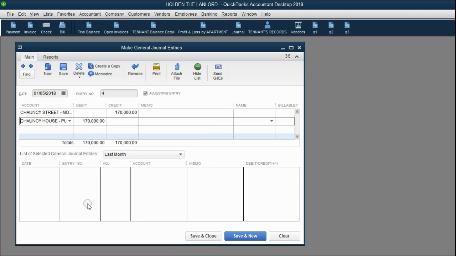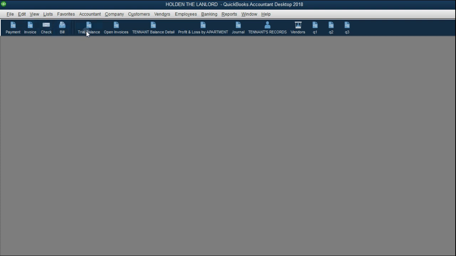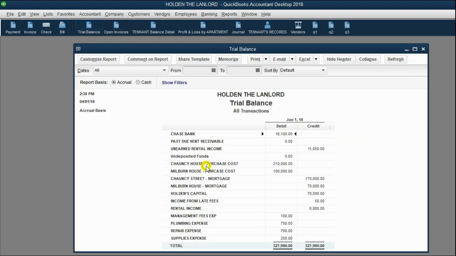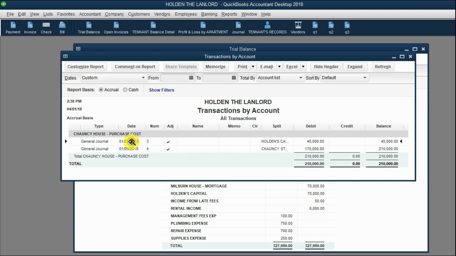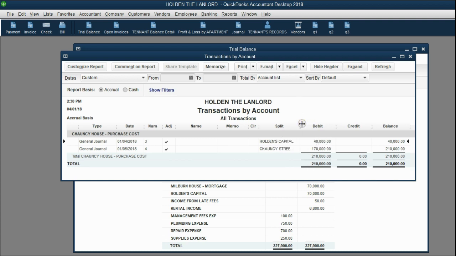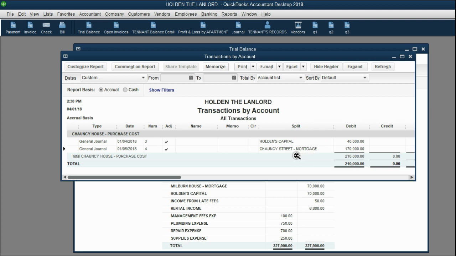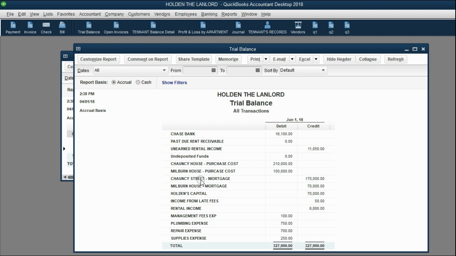of the Chauncey house. So now when we click Save and Close, you can see the trial balance shows the Chauncey house purchase cost was a total of $210,000. Say, why is it $210,000? When you double click, you see on January 4th, the owner gave the money directly to the old owner, $40,000, and that was his capital that he invested. And on January 5th, the mortgage company, because I'll have to make the split a little wider, the mortgage company gave the old owner $170,000 to buy the house. So the total you paid was $210,000, and that's why purchase cost for the Chauncey house shows up as $210,000.